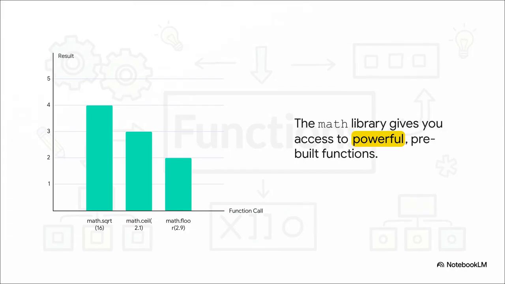I mean, think about something like the math library. It comes built in with Python. You don't have to figure out the complex algorithm for finding a square root. You just import math, call the sqrt function, and bam, you're done. Someone else already did the hard work and packaged it up for you.